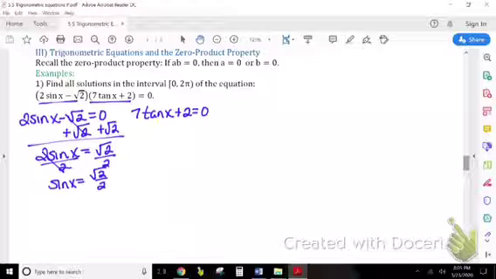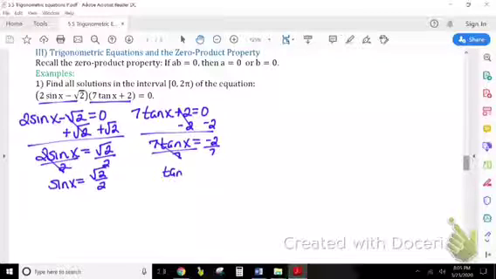And for the second one here, we're going to do the same thing. We're going to solve for tangent though, so we're going to subtract the 2. So 7 times tangent of x equals negative 2. Divide by 7. And so we got tangent of x is equal to negative 2 over 7.